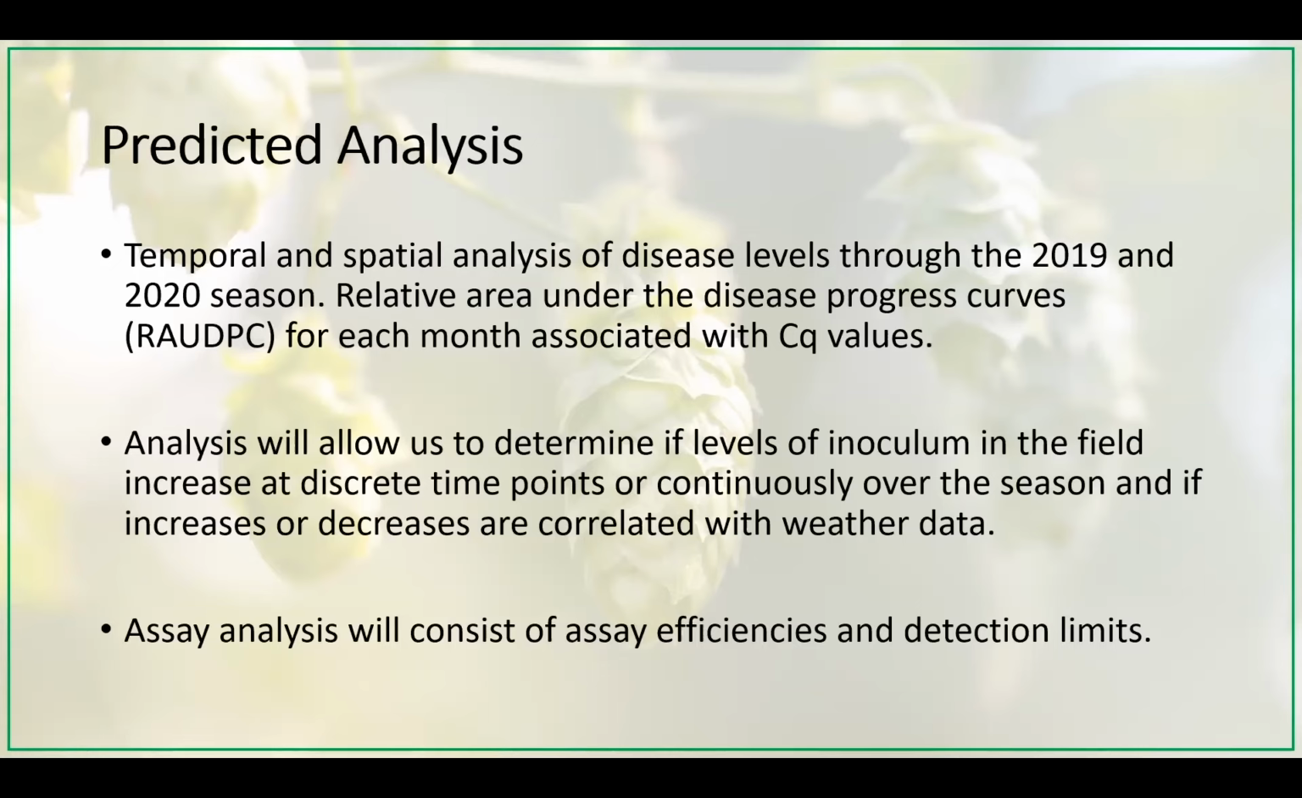And then we also want to know if it's increasing or decreasing, if that's correlated with weather data, whether it be warm temperature events, cold temperature events, or wind, as this is an airborne disease. And then for the assay specifically, the analysis will consist of assay efficiencies, such as specificity, sensitivity, and then the standard curve, and then also detection limits.